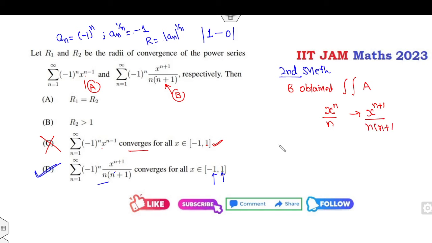So if you have the power series A, and the power series B, which is obtained from A either by integration or by differentiation, then the radius of convergence of these series is always equal. So this B series is obtained by integration from A, so the radii of convergence are always the same.